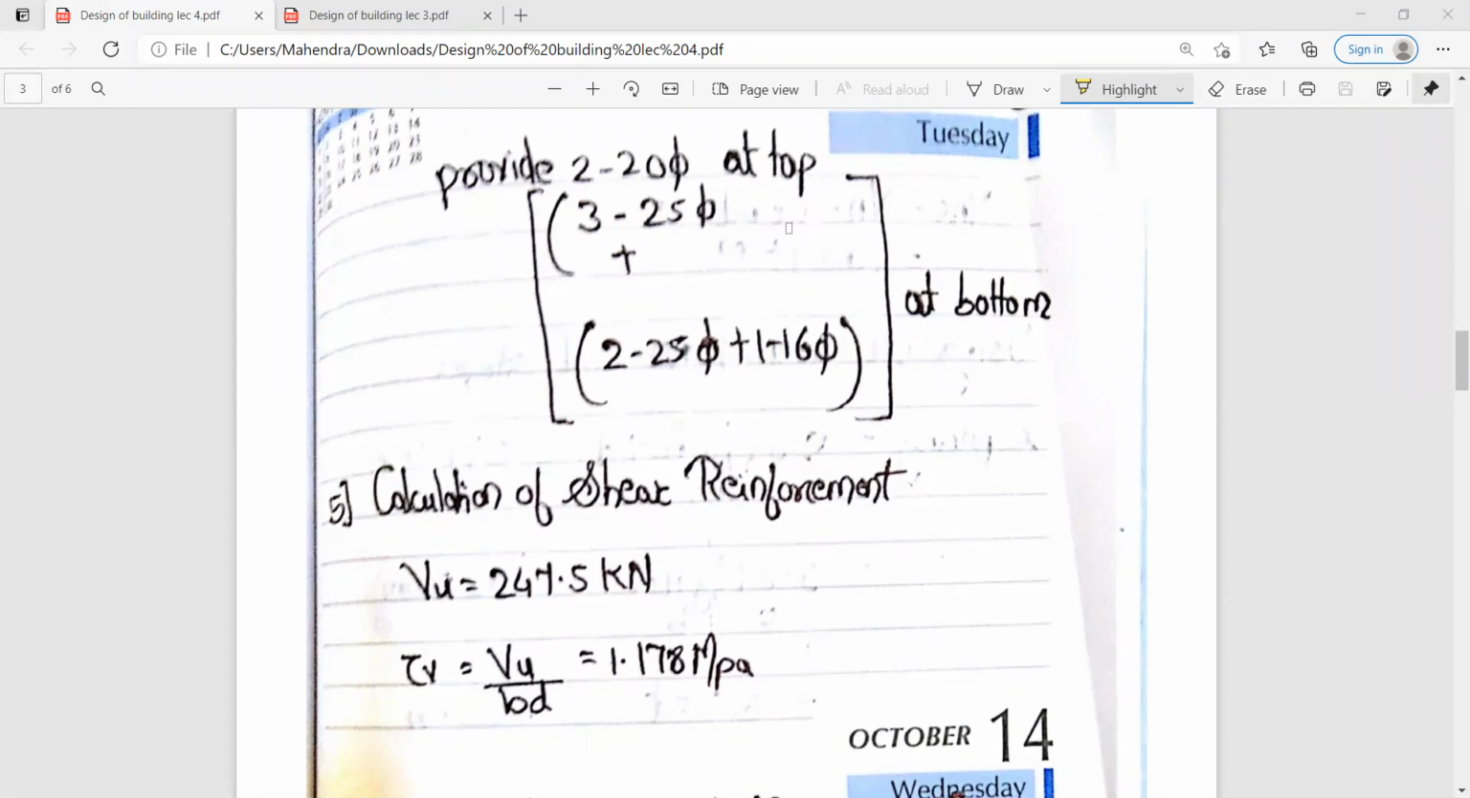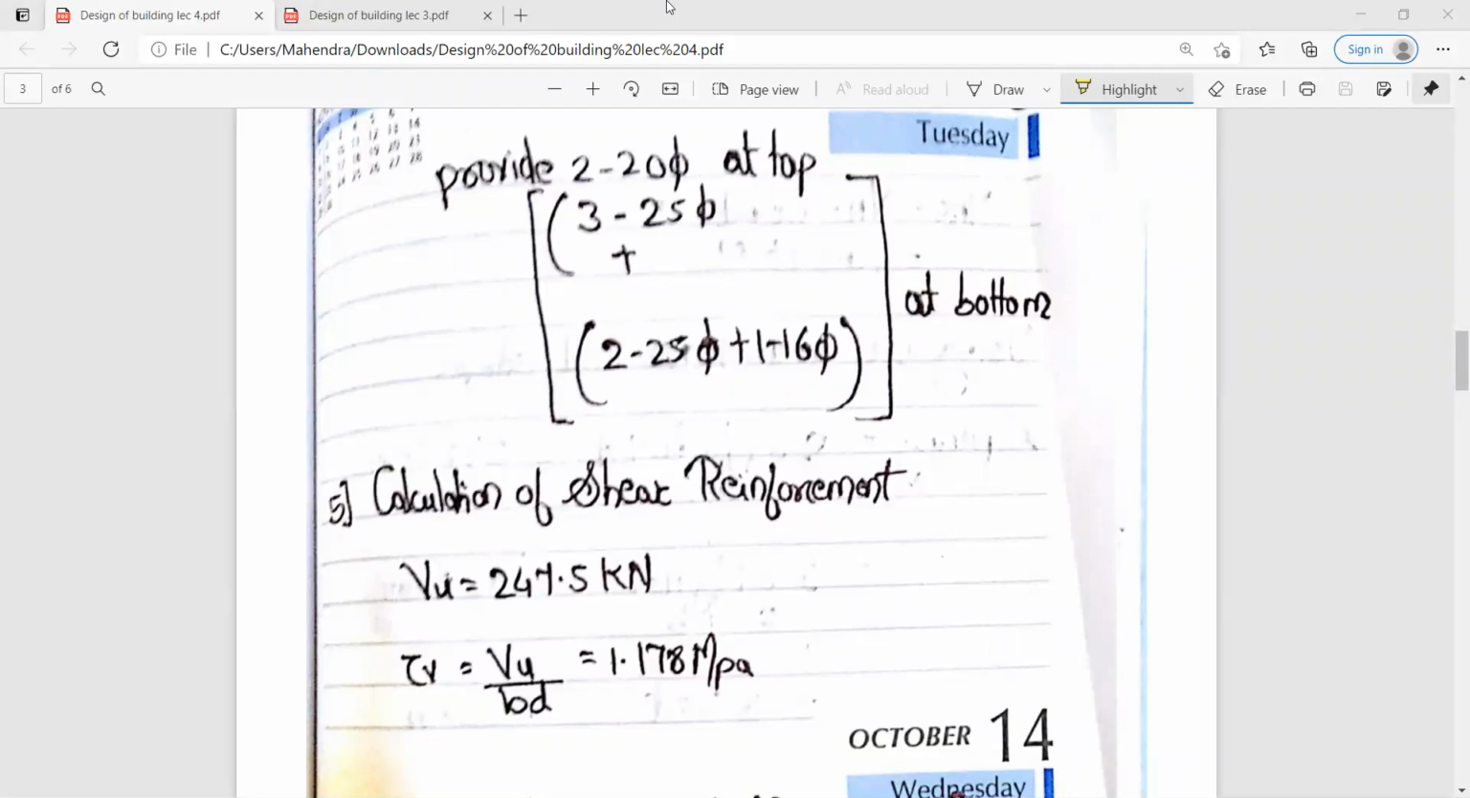For calculation of shear reinforcement, you had already calculated the shear force. See the previous steps. Shear force you got in step number 2. In step number 2 you had calculated the shear force, and there the value you got was 247.5 kilonewton. So that value only you are going to consider over here when you check for the shear reinforcement. Then you need to calculate tau v.